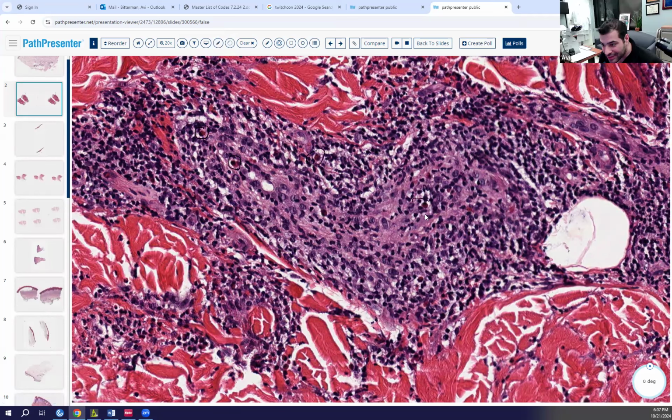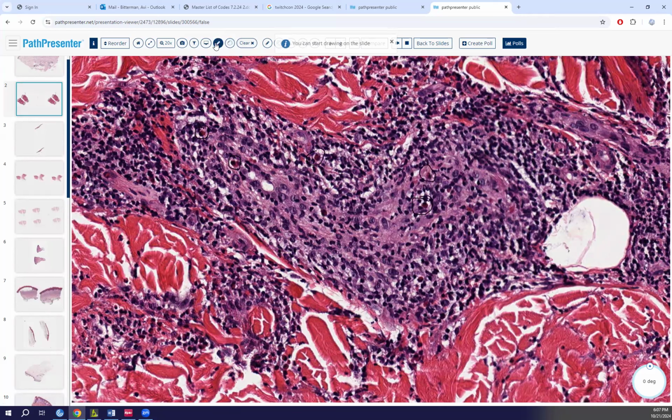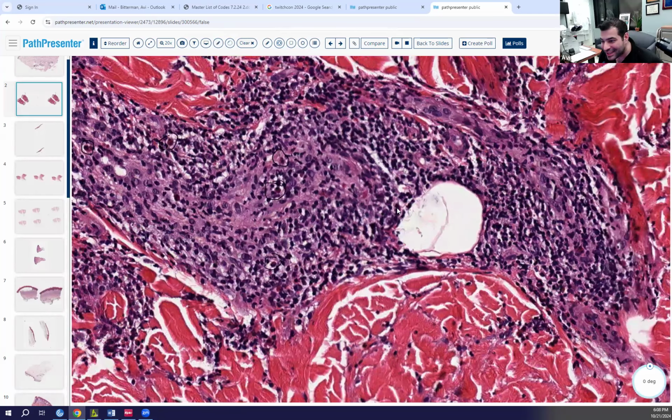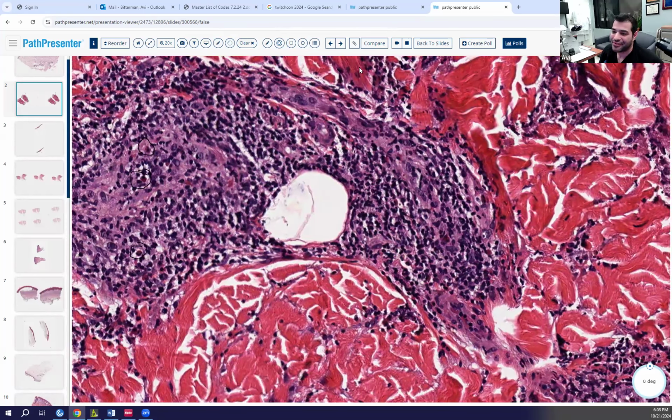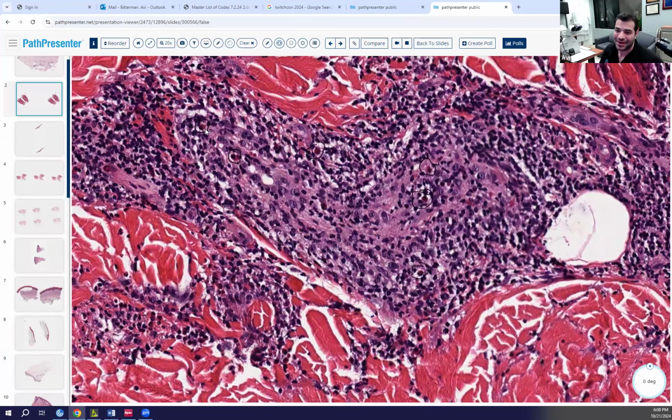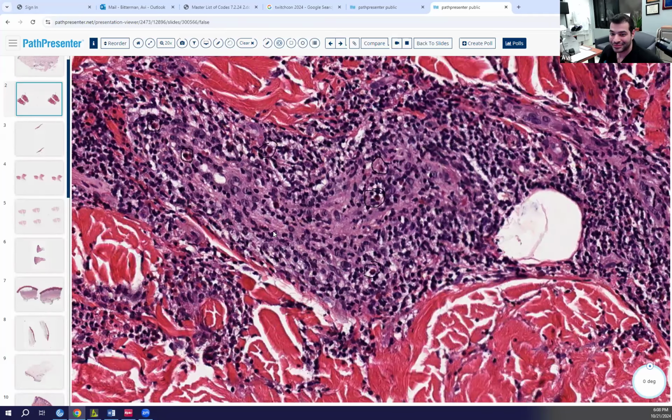How many eos are there? I feel like it's a decent amount, but it's not like the last one, which was only EOs. There's a lot of eos here. It's harder to see because the background of the collagen is matching the color of the eosinophil granules. But look where I circled a bunch of them. Here, here, here, here, here.